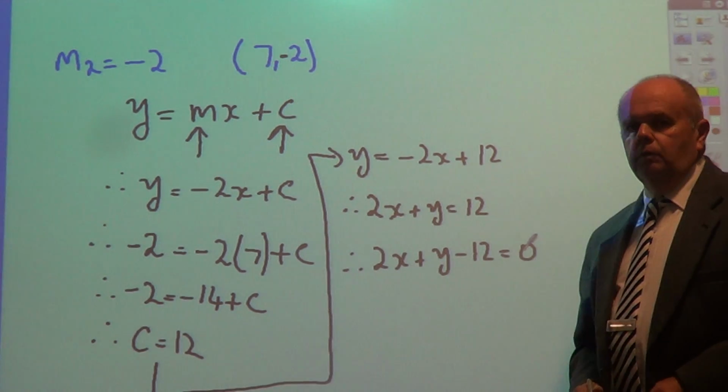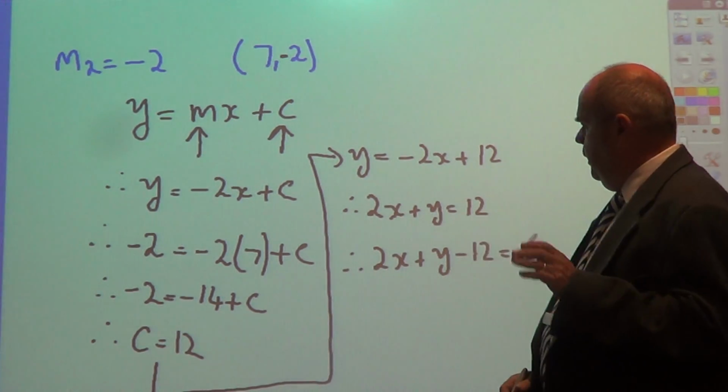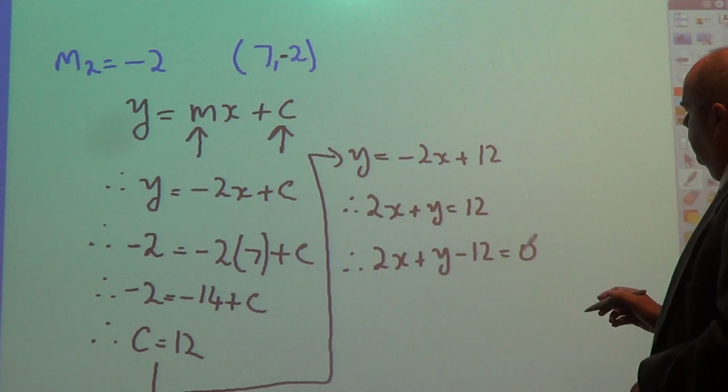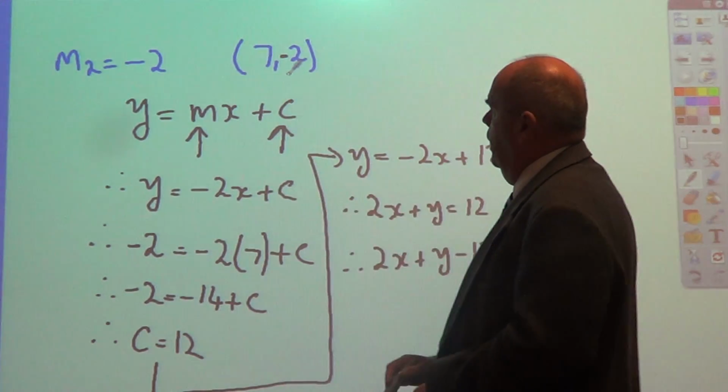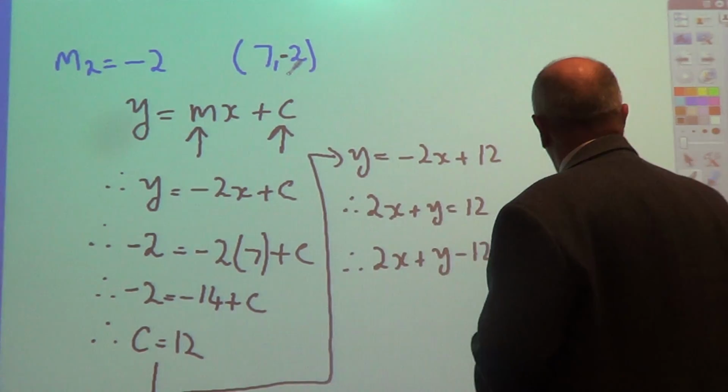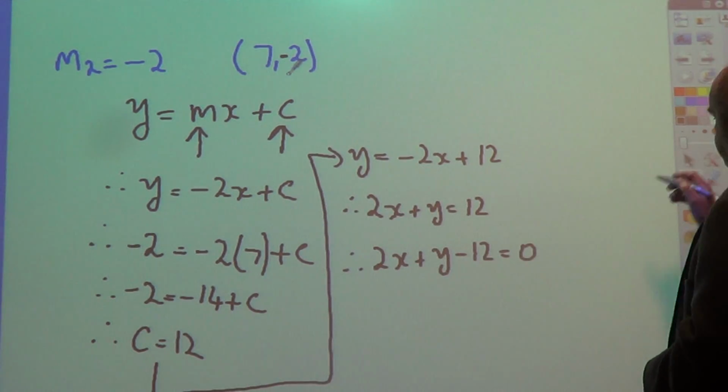Now what I'd like you to do right now is pause the tape and have a go at plotting those two lines with that coordinate shown. So, press pause please.